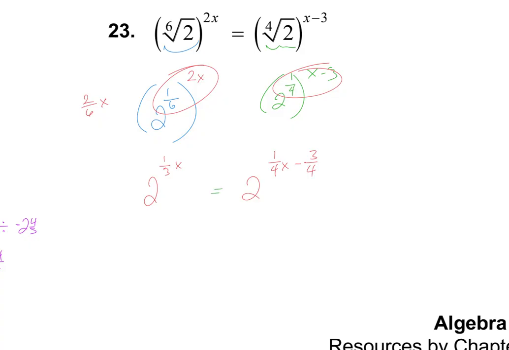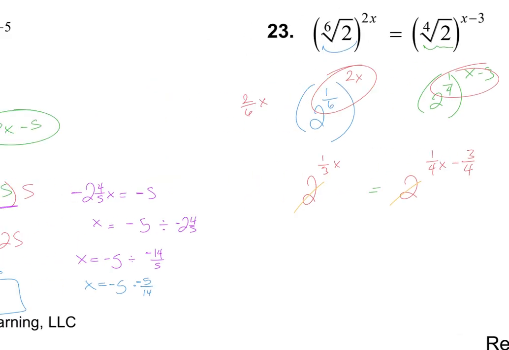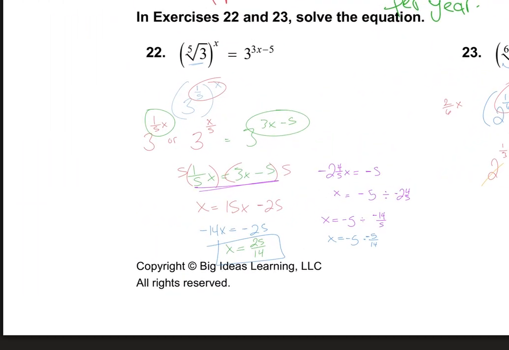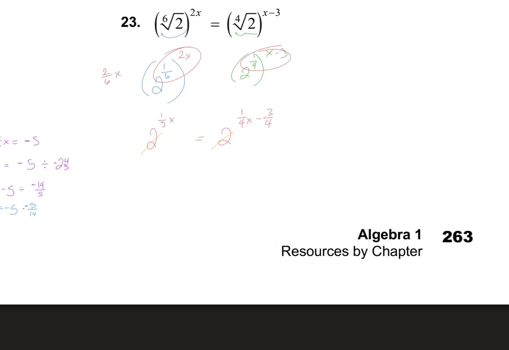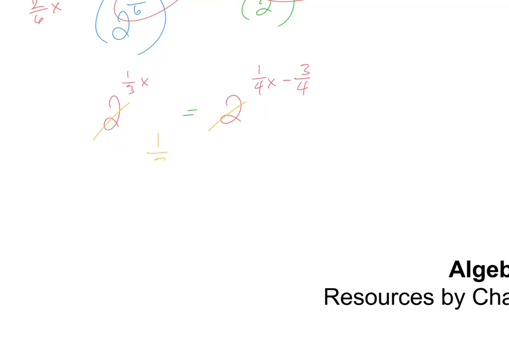Just like we've been doing, since the bases are equal, and that's what happened over here. Did I point that out? Right here, both of these bases were equal, and that's why we made those exponents equal to each other. So 1/3 x equals 1/4 x minus 3/4.